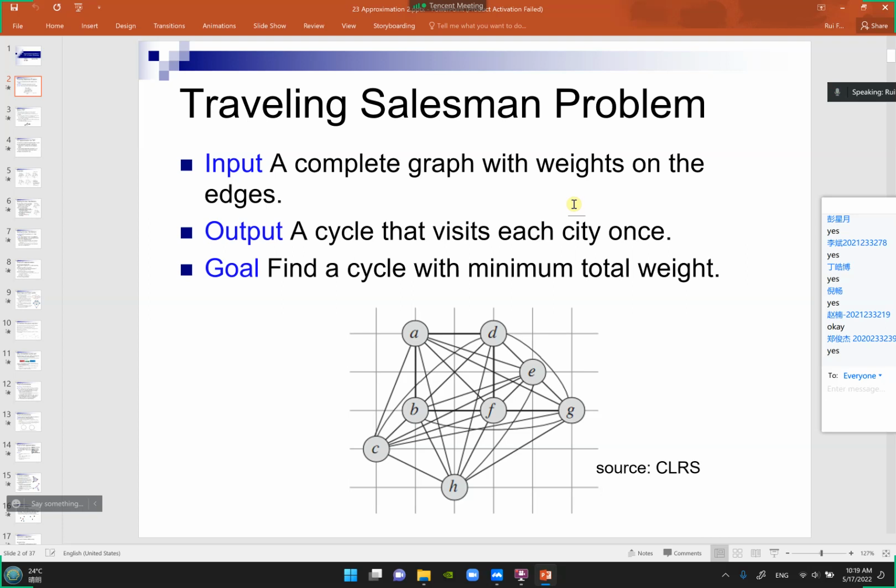This problem actually has a lot of real-world applications. The name implies that it comes from a salesperson that wants to go through all of these cities, but he wants to make sure that he takes the shortest path possible. In practice, this situation comes up quite a bit, because if you think about companies like Amazon or Taobao, they need to deliver things.